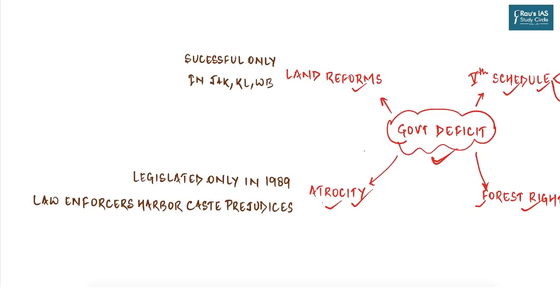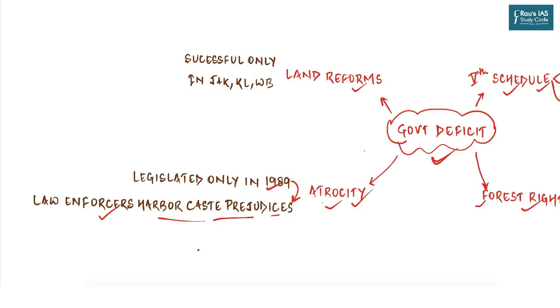We know that there is an act known by the name of Prevention of Atrocities Against SC and ST Act, but it was again legislated in 1989, but by then this problem had already grown. But even if you look at the implementation of this particular act, it lies in the hands of police officials, which again harbor caste prejudices.